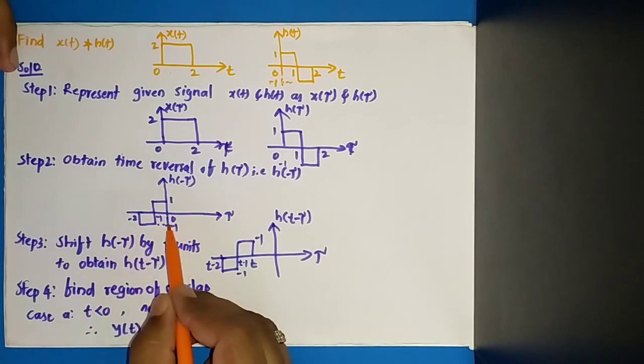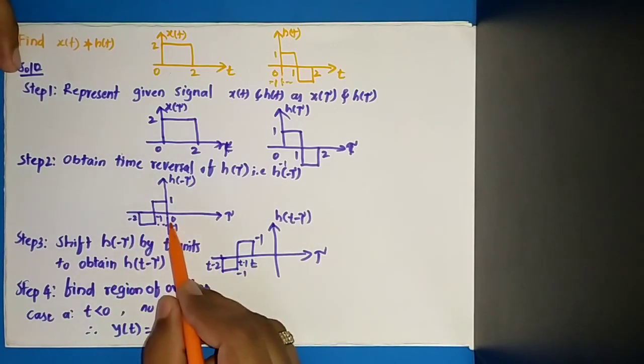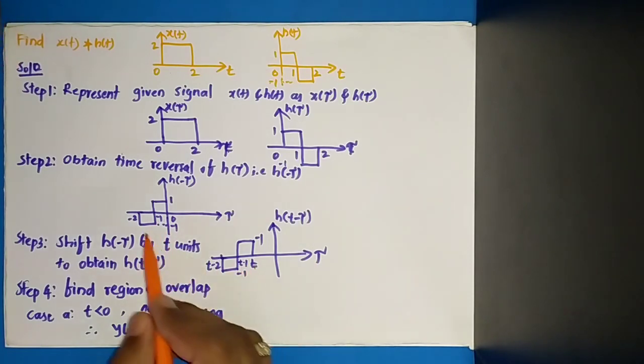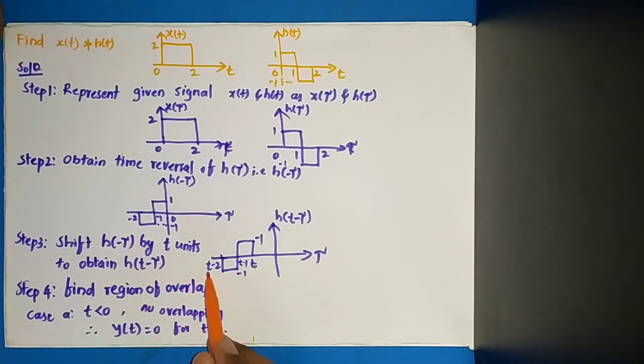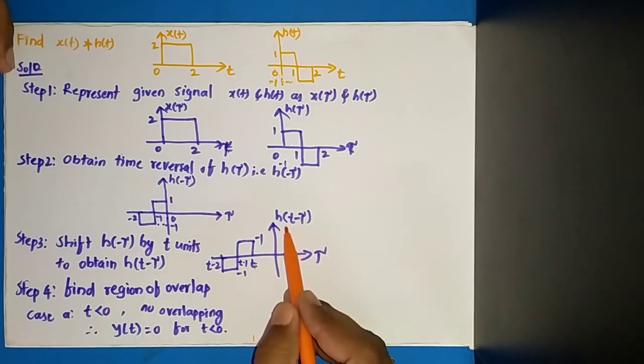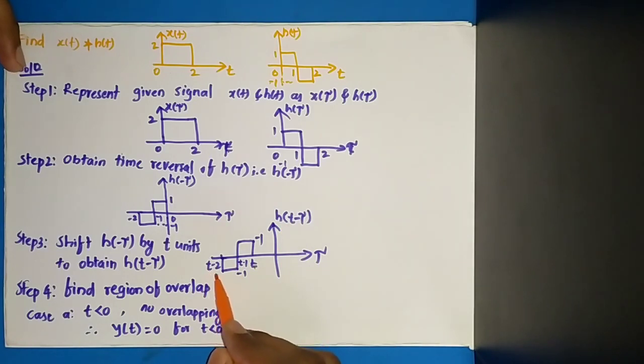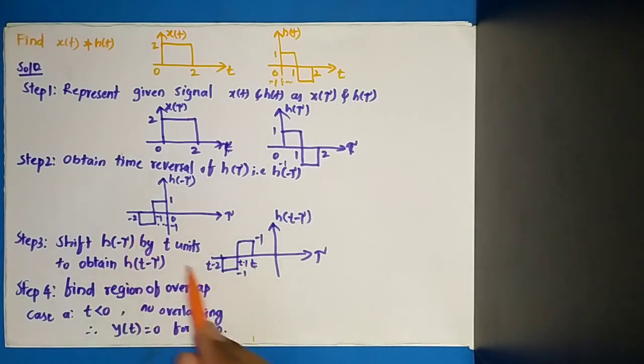For every interval, if you add t: 0 plus t is t, -1 plus t is t minus 1, -2 plus t is t minus 2. This is how the intervals are for the shifted signal, that is h of t minus tau. This concept is very important: how many units it will be shifted, what its end point will be, and what its start point will be. This is very important, you have to keep this in mind.